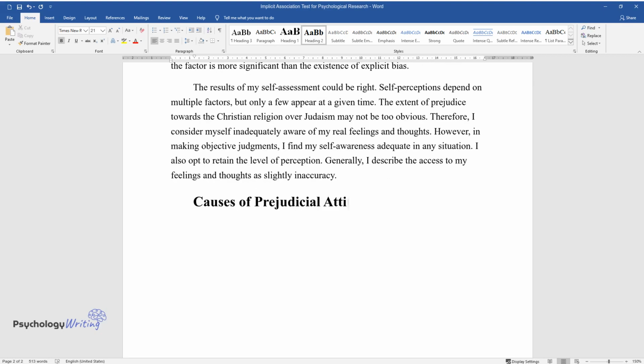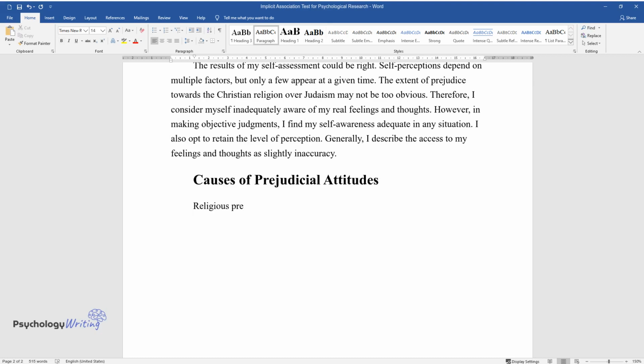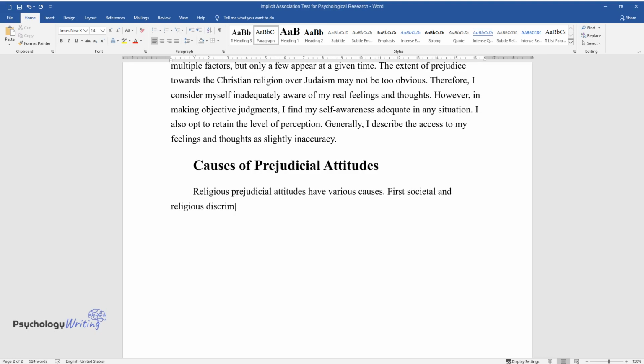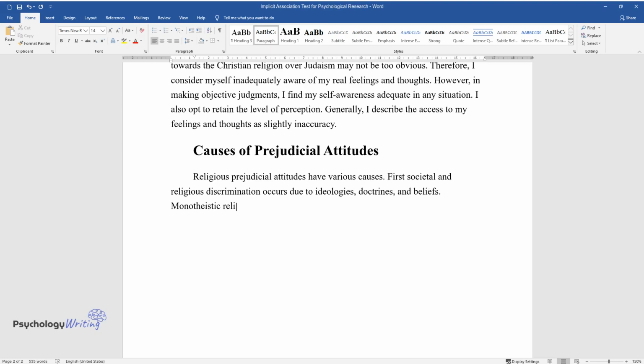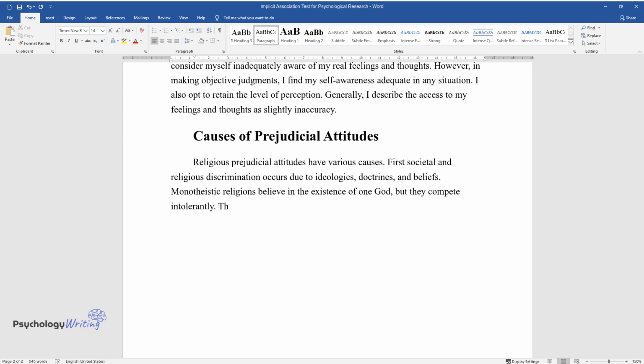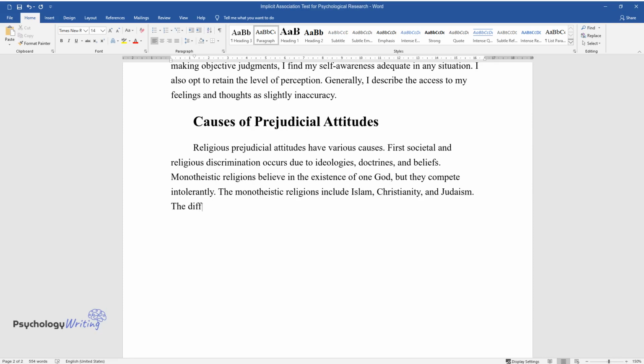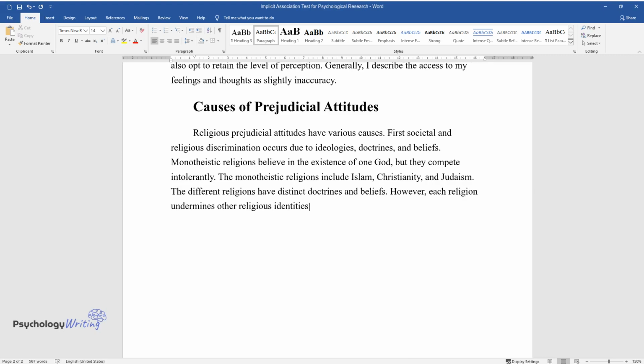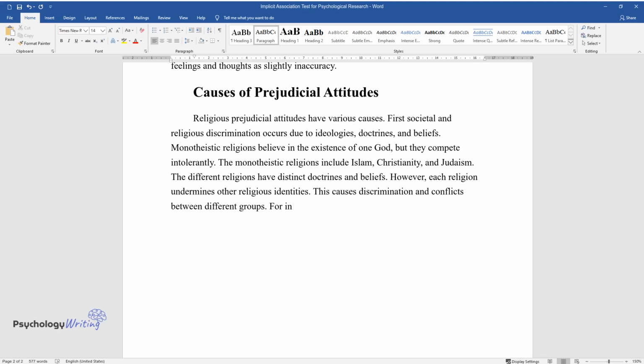Causes of prejudicial attitudes. Religious prejudicial attitudes have various causes. First, societal and religious discrimination occurs due to ideologies, doctrines, and beliefs. Monotheistic religions believe in the existence of one God, but they compete intolerantly. The monotheistic religions include Islam, Christianity, and Judaism. The different religions have distinct doctrines and beliefs. However, each religion undermines other religious identities. This causes discrimination and conflicts between different groups.